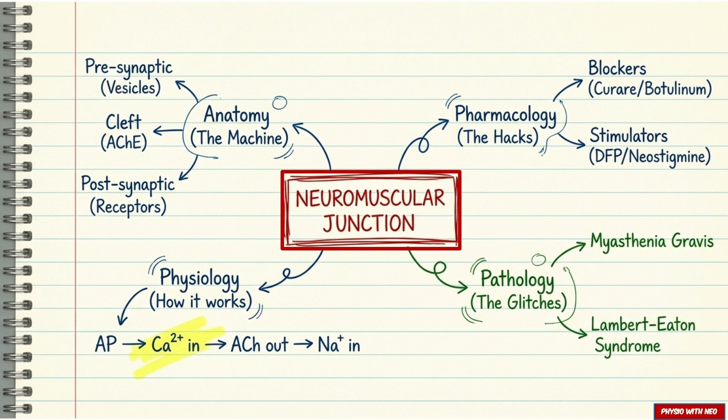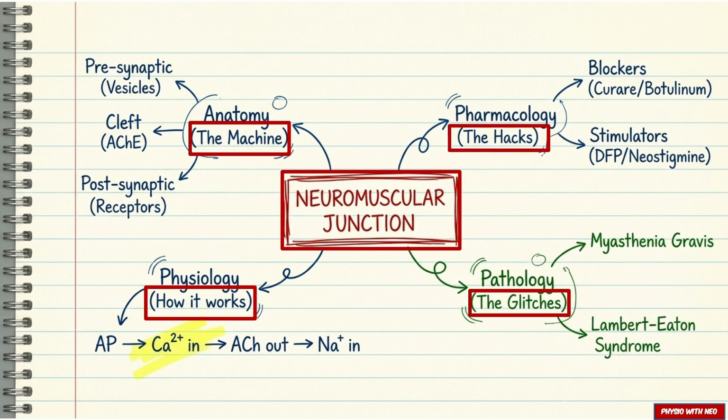Think of the neuromuscular junction as a machine. Anatomy is the parts of the machine. Physiology is about how it works. Then pathology is about the glitches, or the machine problems, and pharmacology is about the machine hacks. Keep this picture in your mind and every topic will connect automatically.